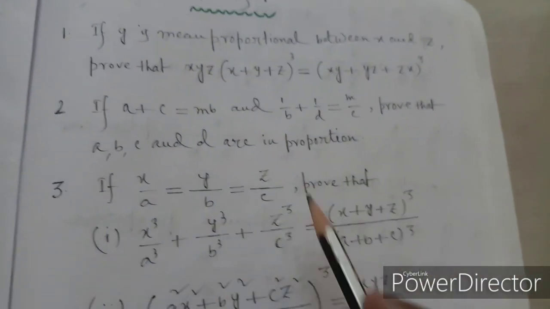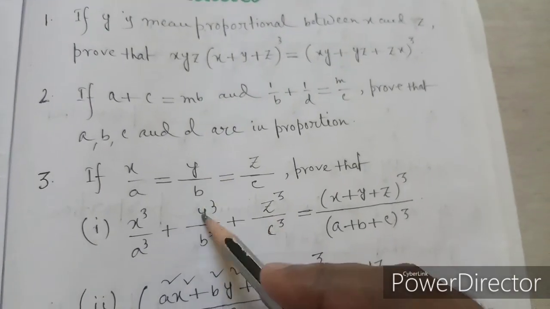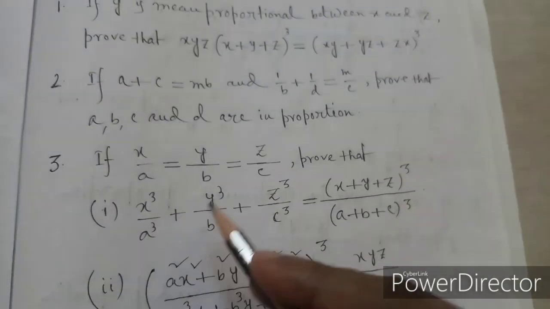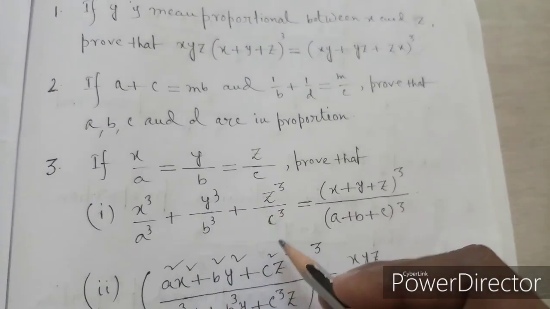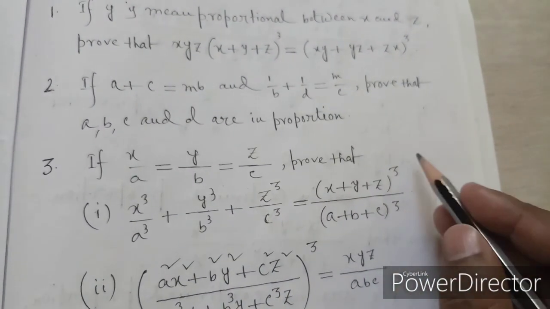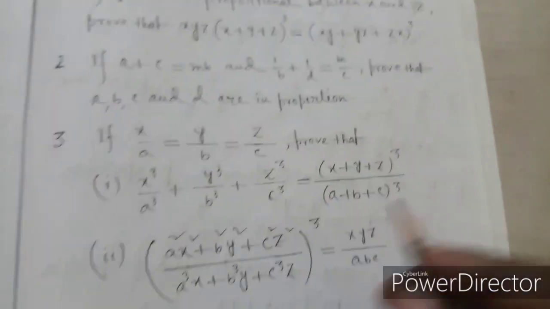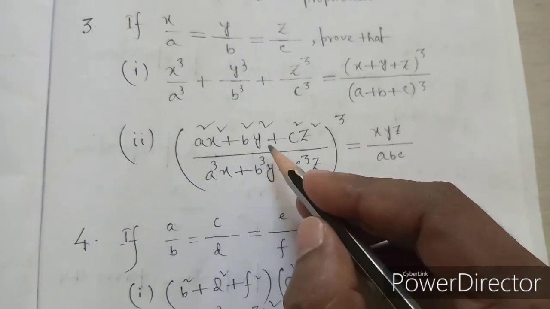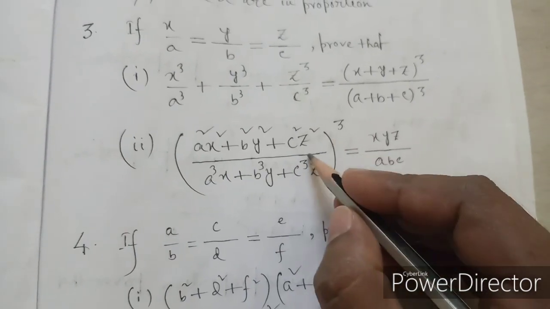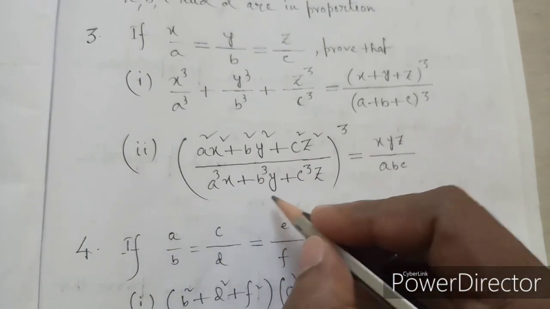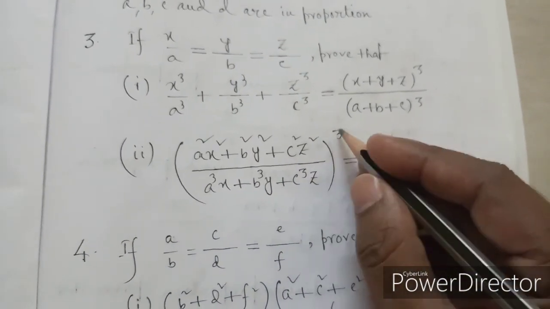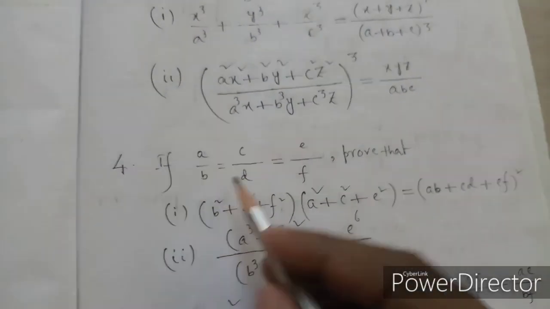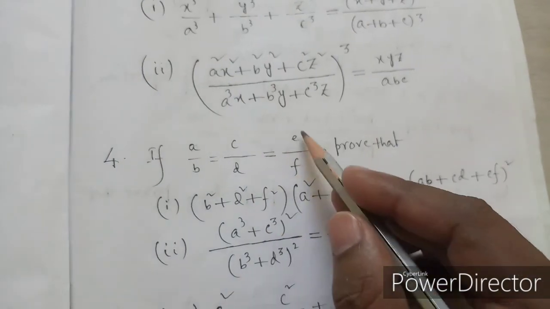Got it? Number 3: if x by a equals y by b equals z by c, then prove that, number 1, x cube by a cube plus y cube by b cube plus z cube by c cube equals (x plus y plus z) whole cube by (a plus b plus c) whole cube. Number 2: (a square x square plus b square y square plus c square z square) by (a cube x plus b cube y plus c cube z) whole to the power 3 is equal to xyz by abc.